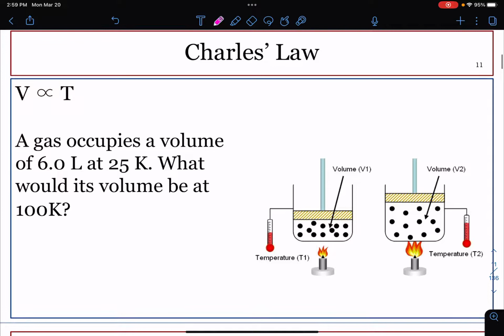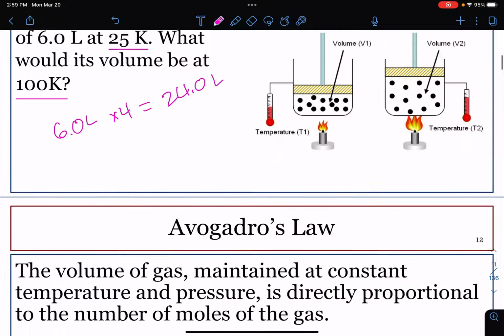A gas occupies a volume of 6 liters at 25 Kelvin. What would its volume be at 100 Kelvin? Well, looking at the temperature, we can see that the temperature has increased by a factor of 4, from 25 to 100. Therefore, the volume needs to also increase by a factor of 4. It started out at 6 liters, times 4 equals 24 liters, is the final volume here in this sample question.